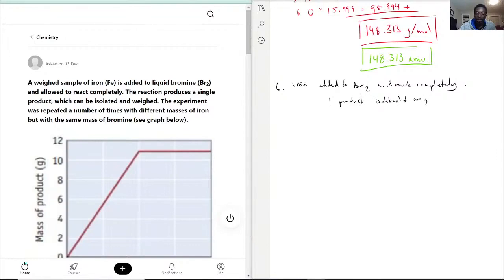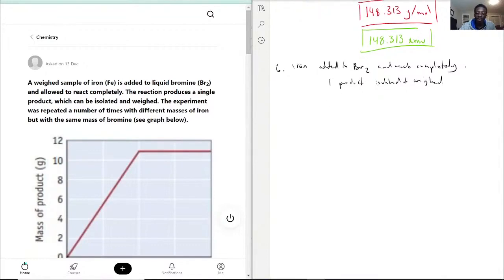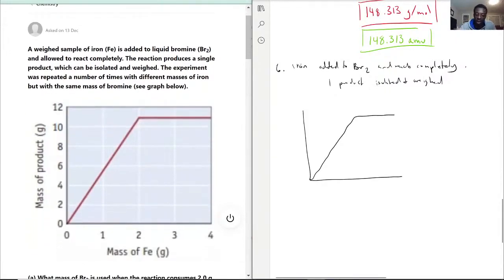and weighed. The experiment was repeated a number of times with different masses of iron, but with the same mass of bromine. See graph below. This is the graph that we're working with. We can see here that this will be 11 based on the peak, and this right here was 2. That is really all the information you need right now.